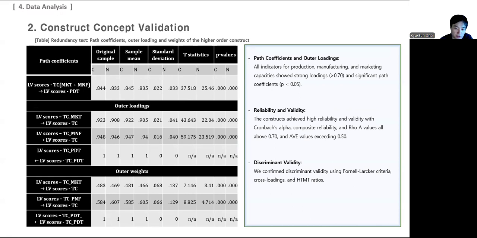This test evaluates the relationship between first-order constructs, lower-order constructs like production, manufacturing, and marketing capacities, and the higher-order construct of TCC. These results indicate that my constructs are both reliable and valid. So I can say for sure that the model reflects a robust measurement model.